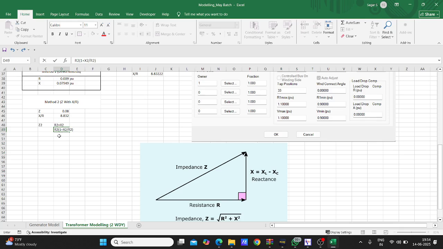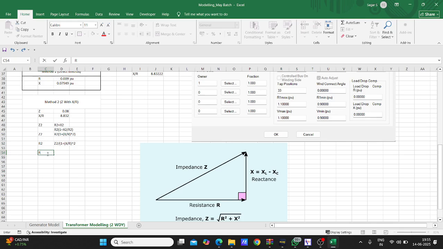Then R squared into 1 plus X divided by R the whole square. That means I'm just taking the common term out, right? Therefore, your Z squared is equal to this value. Now we just calculate the R squared value. R squared is equal to Z squared divided by 1 plus X by R the whole square. Then taking a square root, you can find R.